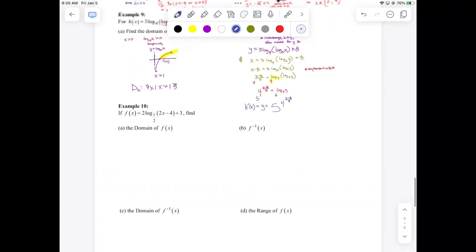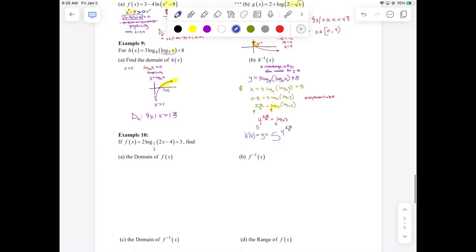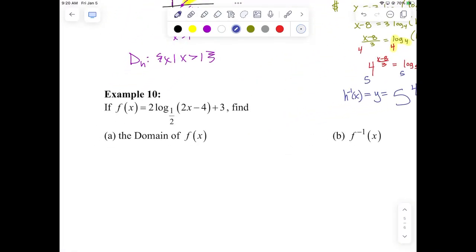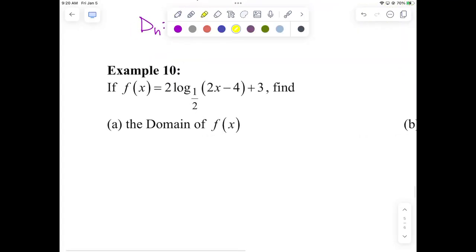All right. The last question. Example 10. If f of x is 2 log base a half of 2x minus 4 plus 3, find the domain of f. Okay, this makes a good free response question. Find the domain of f. Do we need to graph it to find the domain? No, we don't have to graph it to find the domain.